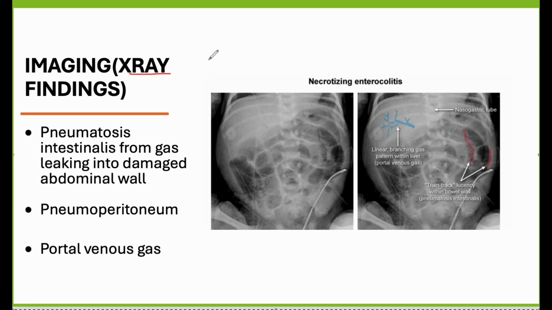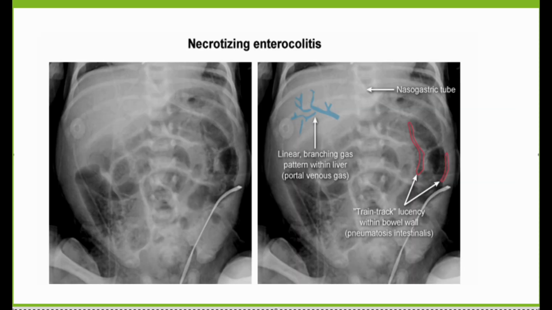Therefore, the X-ray findings in this condition are very high yield, and I need you to pay attention to this slide. First of all, look out for pneumatosis intestinalis, which is as a result of gas leaking into the damaged wall, and then pneumoperitoneum due to air in the peritoneal cavity, as well as portal venous gas. So these are the findings to watch out for in necrotizing enterocolitis. In the next slide, I'm going to zoom this picture so we can point out these findings.